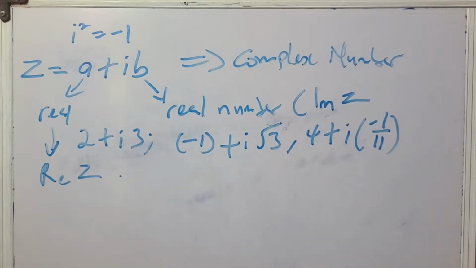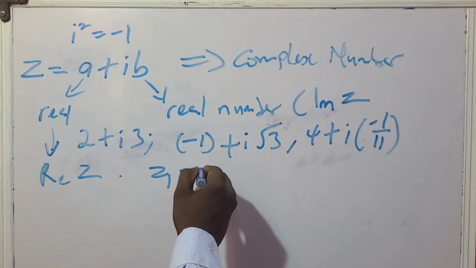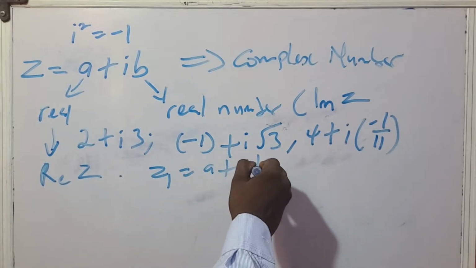Now we can have two complex numbers being equal to each other. So let's say, for instance, we have a complex number Z1 given as a plus ib.